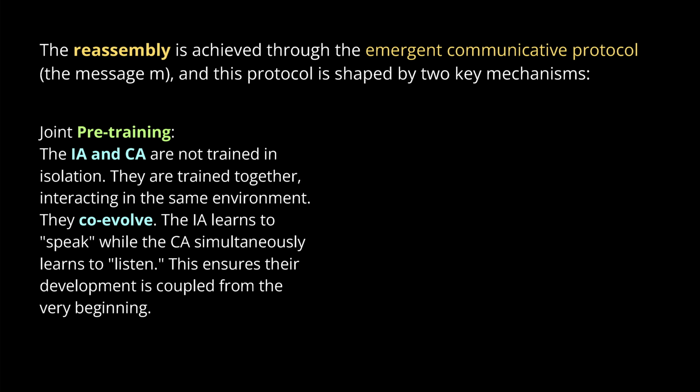Now again, if we pre-train them in isolation, we have a problem. So we pre-train them together, interacting in the same environment, in the same world. And both agents know right from the beginning they are not in isolation. They have a big brother that is also tasked with particular jobs to perform.